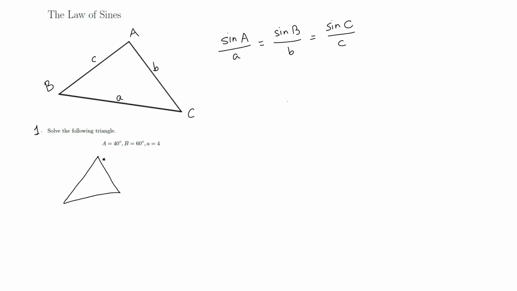So let's say this is A, B and C. This angle A is 40 degrees here, B is 60 degrees. Now the side a is given, 4. Now we need to determine angle C, side c and side b.